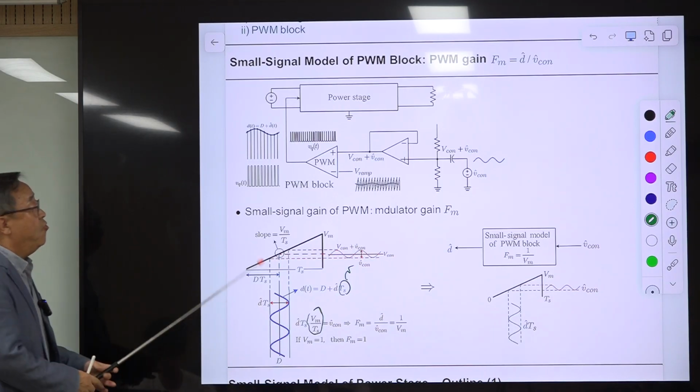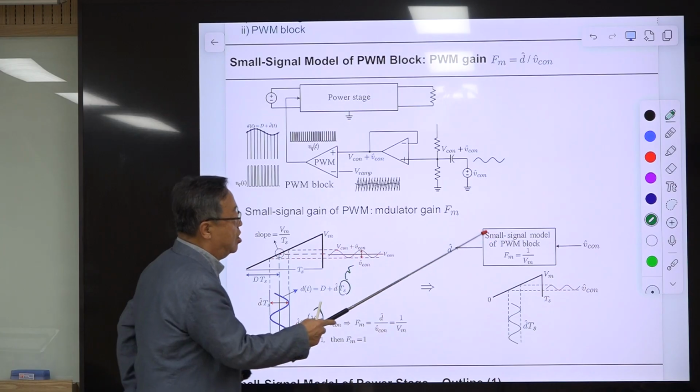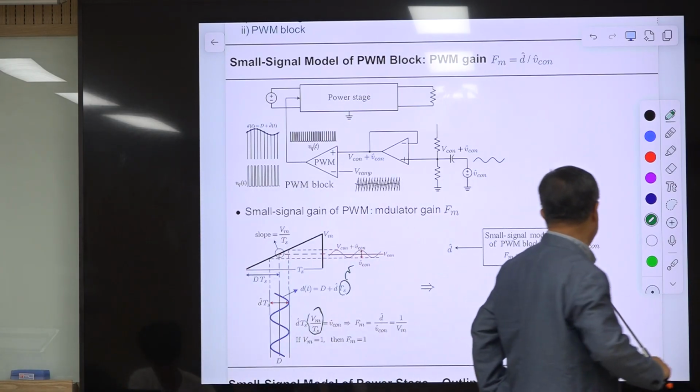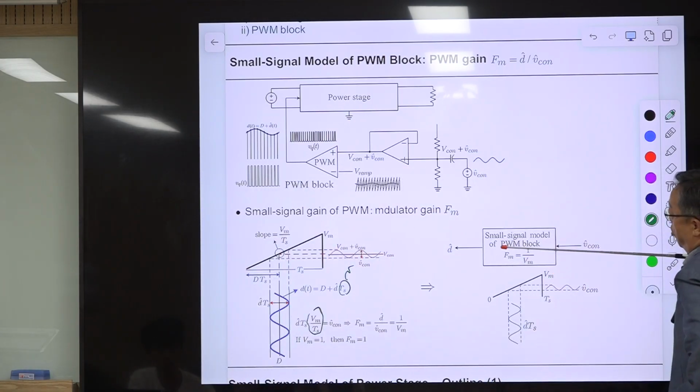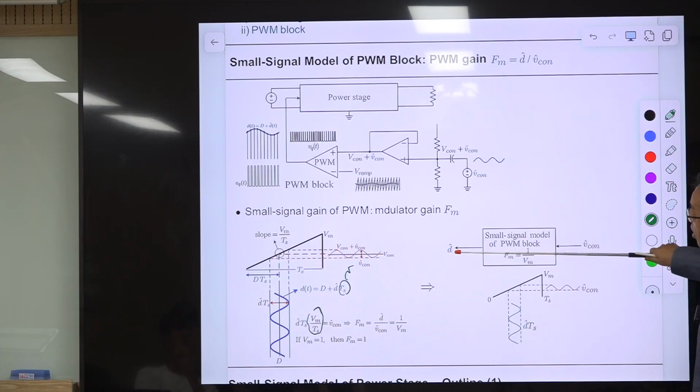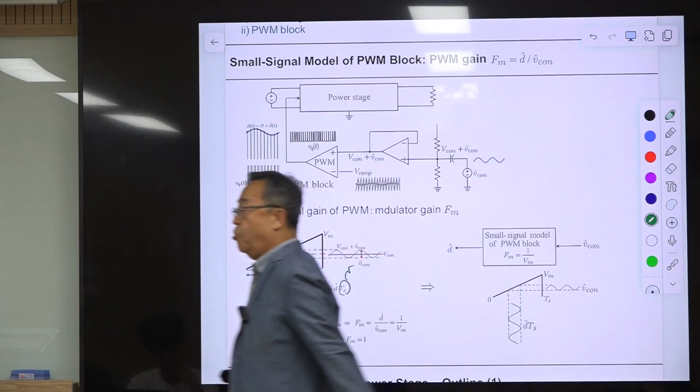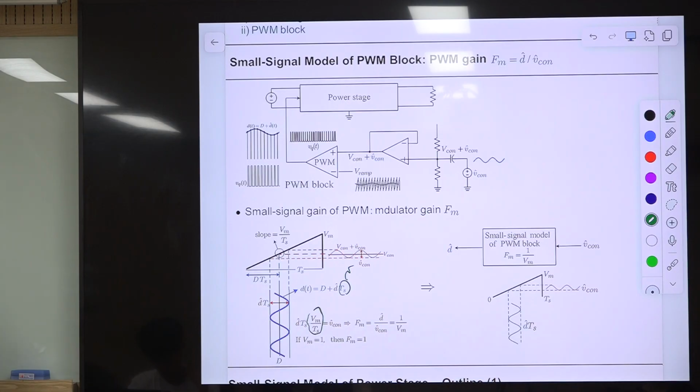Okay, so for the small signal block, we are using this notation. This is the input to this PWM block, and output is this one, and the input to output relationship, the gain of this PWM block or modulator gain, FM, is 1 over VM. This is input, this is output, and this is gain. Okay? So we know the modulator gain, which is just constant.